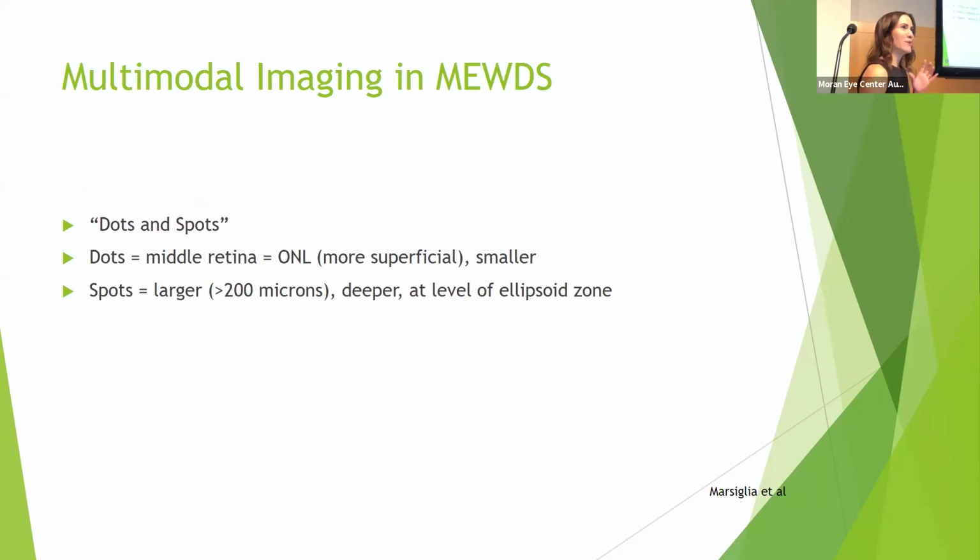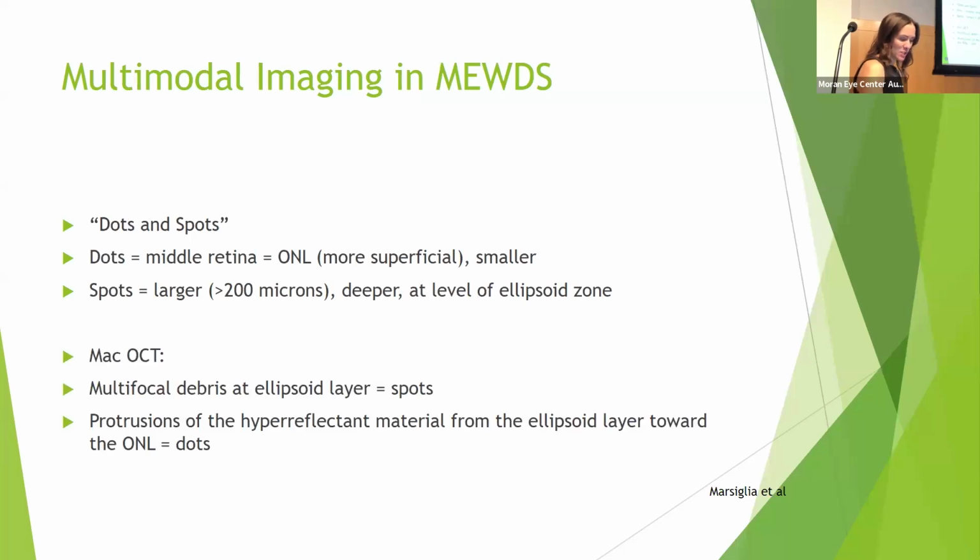So there's a weird amount in the literature trying to describe what the spots and dots that we see on exam correspond to in different types of imaging. So you can really get lost in it. But Gass classified lesions seen on FA and ICG as spots and dots, 2 components seen in some but not all cases. OCT imaging shows multifocal debris centered at and around the ellipsoid layer corresponding to the locations of the spots seen on photos, ICG and FA.